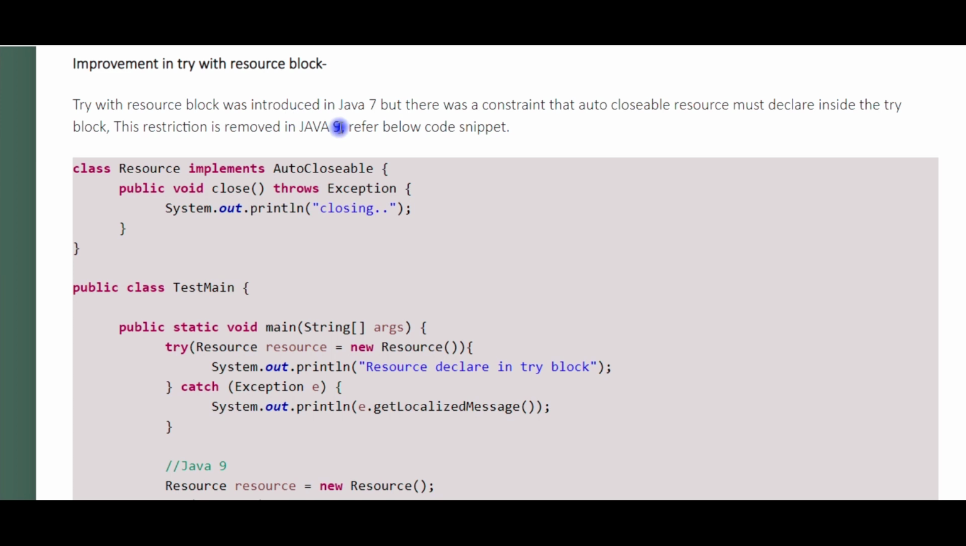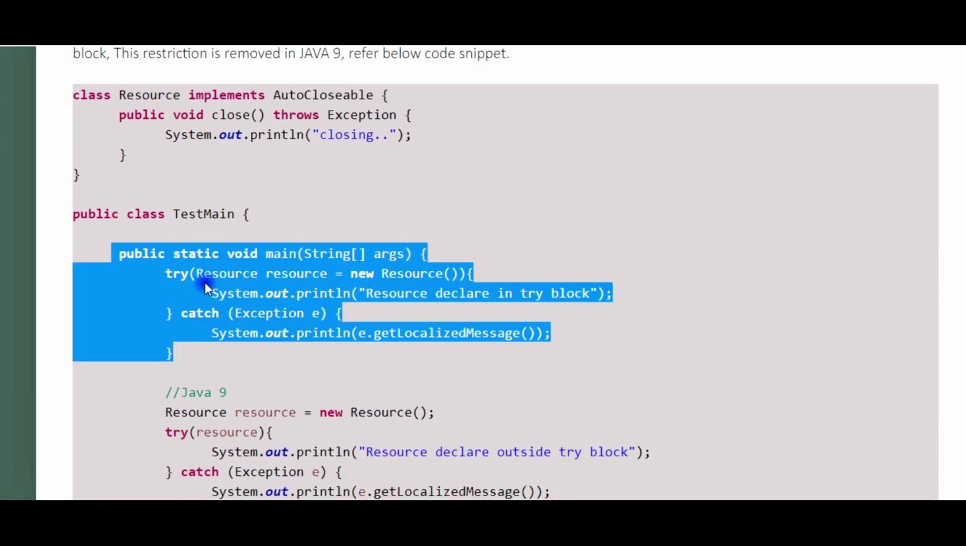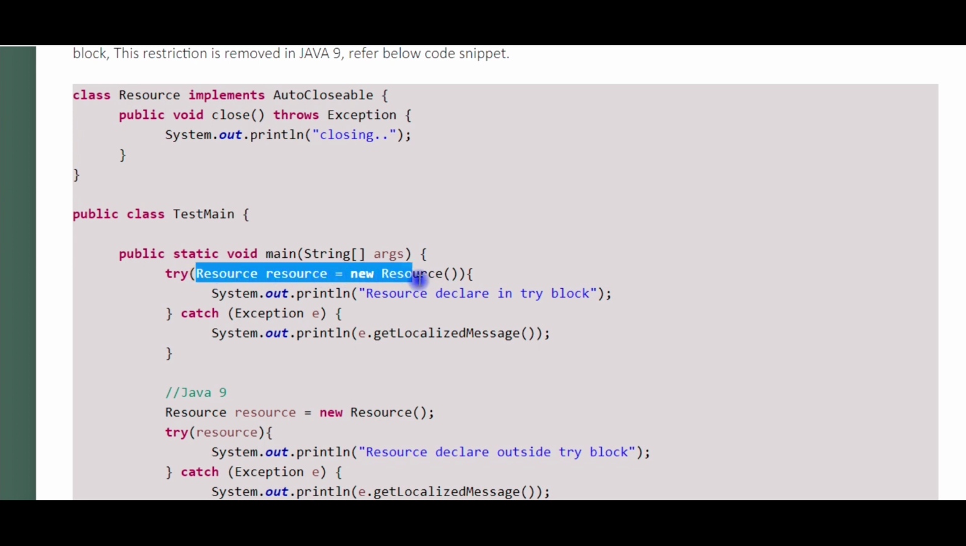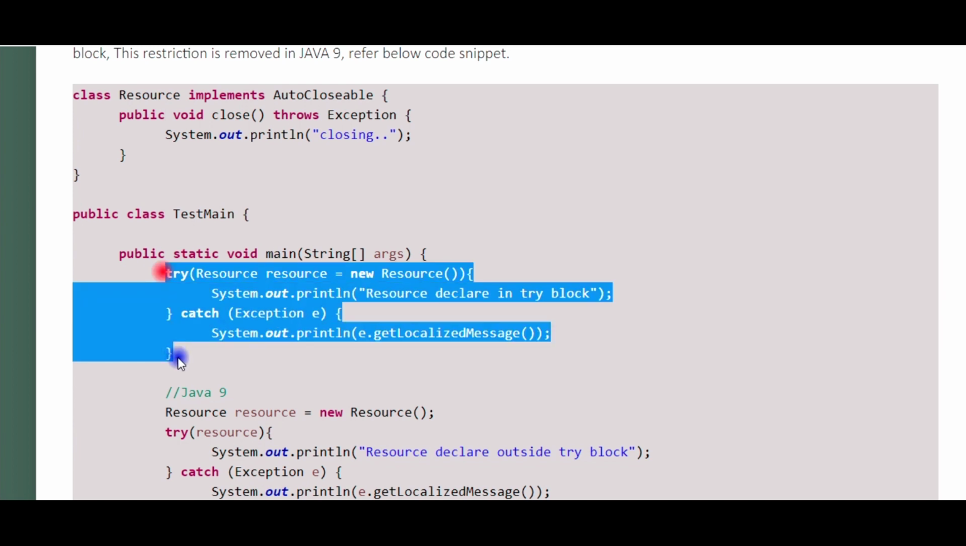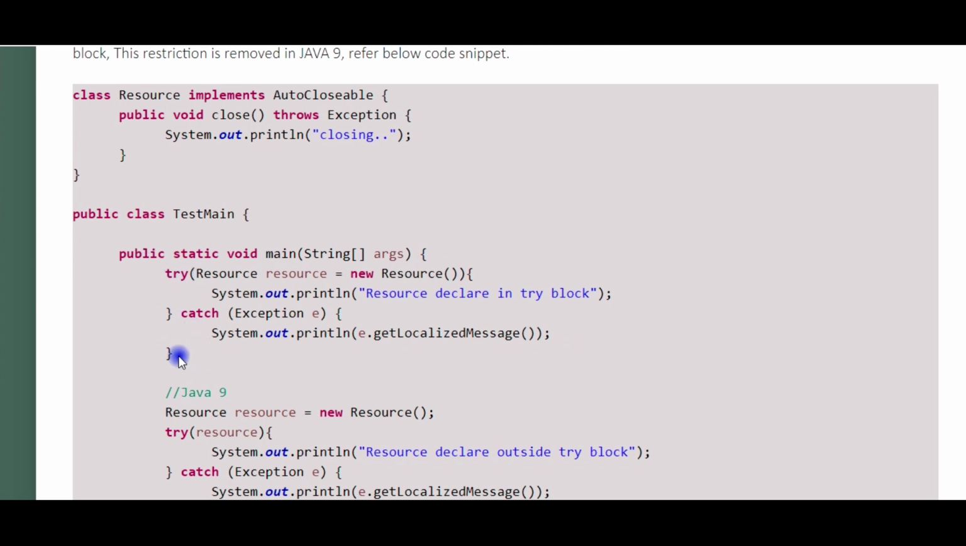The next thing is the improvement in try-with-resources. What is the improvement in try-with-resources? Try-with-resources was introduced earlier, and a resource which is AutoCloseable can be used directly in the try block. Here you can see the Java 7 code. In the try block we are creating a resource, and that resource implements the AutoCloseable interface, so it will be closed automatically when the code comes out of this try block. What is the constraint here? The resource must be declared inside this try block. This was the constraint in Java 7, and it is removed in Java 9.